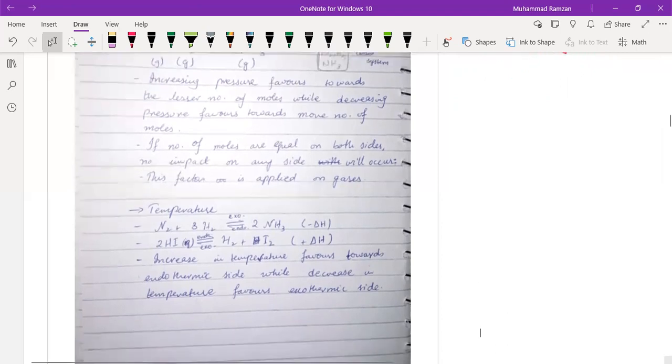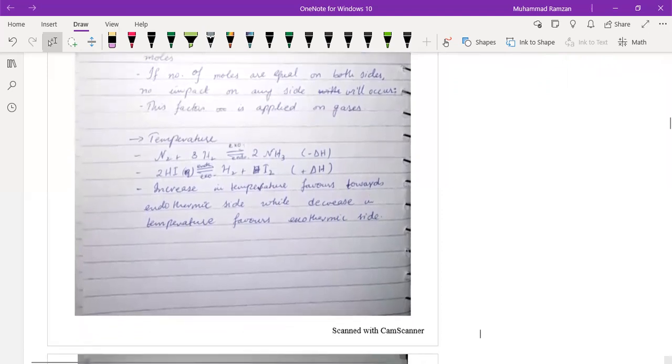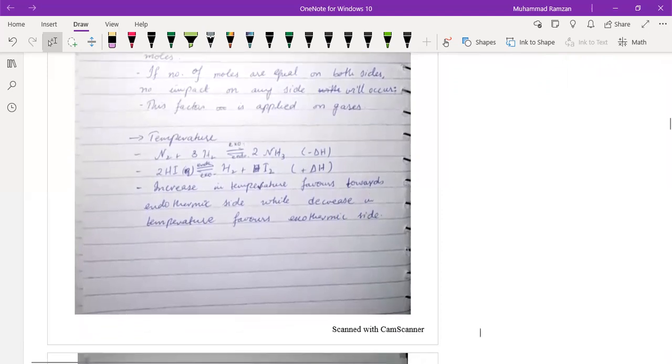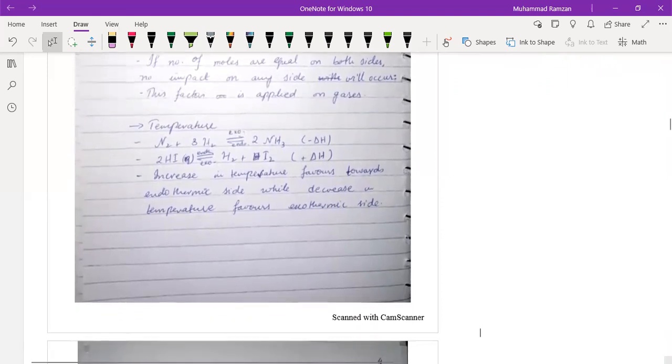Next one is catalyst. This is basically the three factors which affect dynamic equilibrium.